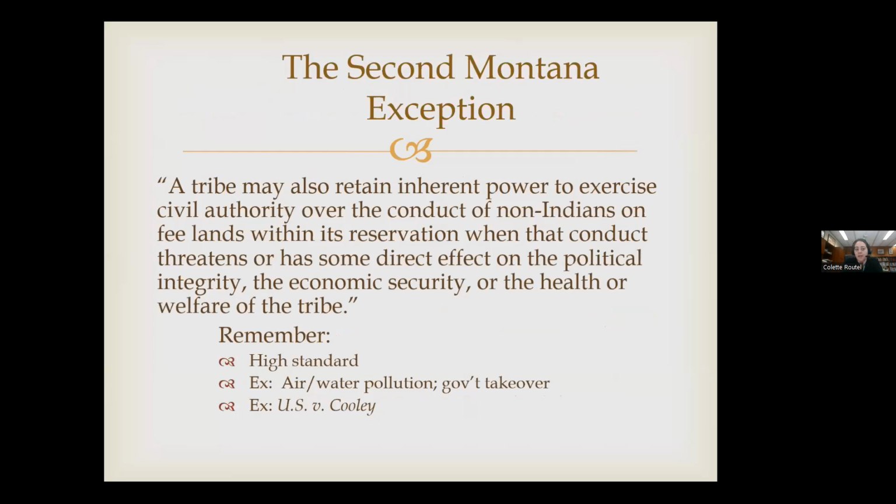The second Montana exception seems a lot broader than it is because of the language, but it has been fairly narrowly interpreted by the US Supreme Court. But the court said that the tribe retains power to exercise jurisdiction over non-Indians if the conduct threatens or has a direct effect on the political integrity, economic security, or health or welfare of the tribe. So it sounds like this is really broad, like police powers, but it's been interpreted more narrowly by the US Supreme Court and by lower federal courts.